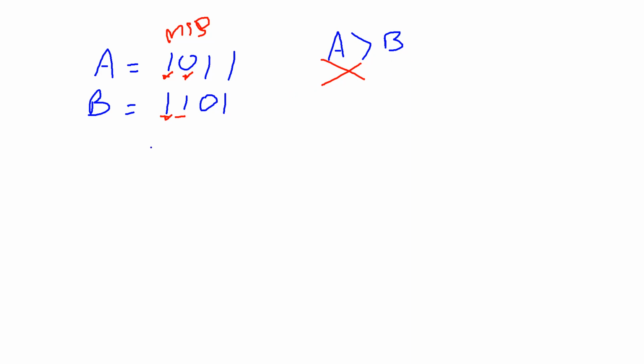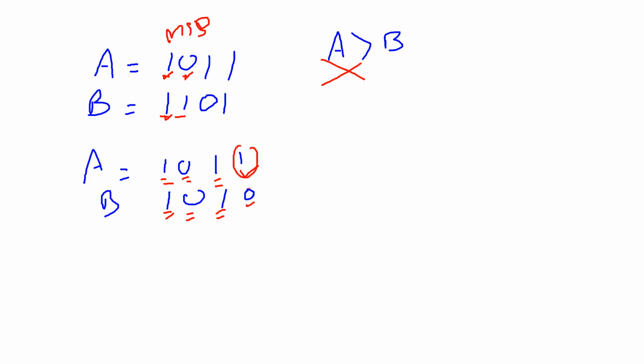Okay. And for example, A is 1011, B is 1010. Okay, so you check this bit first, right? If it's equal, so you check next digit. If this is equal, you check next digit. It's still the same, so you check next digit. If digit equal is greater than this one, so you can conclude that A is greater than B.